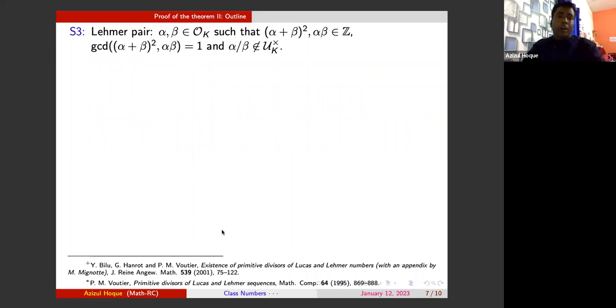So here we use this Lehmer pair. I start with a pair of algebraic integers such that the square of the sum and the product of them are rational integers, and they are coprime. And this alpha over beta should not be a unity.